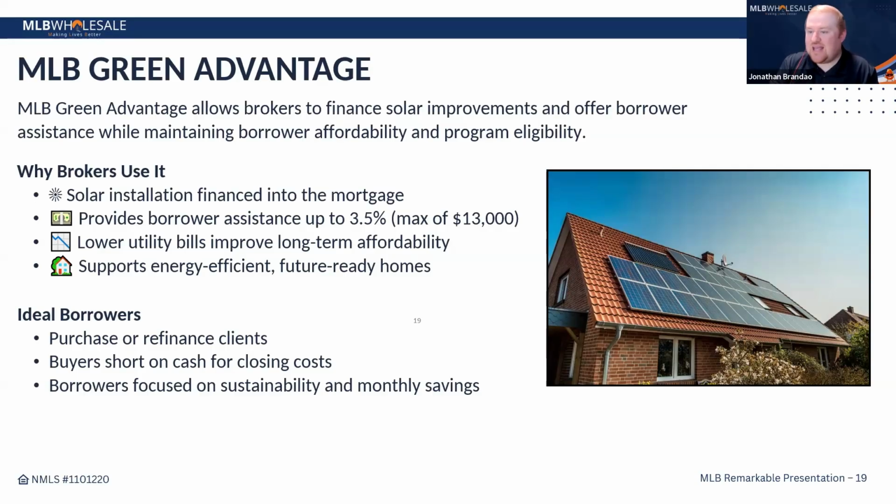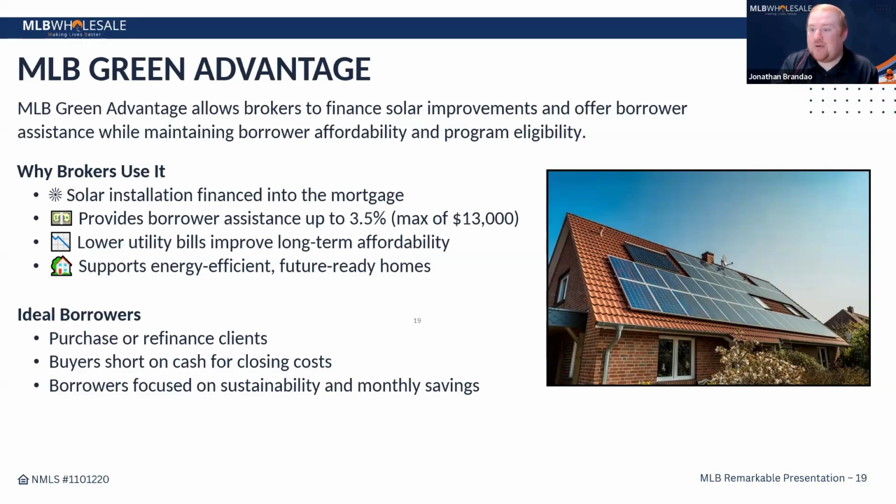But the difference here is that whereas the Remarkable DPA provides a grant that's used only for DPA, Green Advantage provides funds up to $13,000 that the borrower can use for anything. That does include down payment, but it also includes closing costs, paying off any debts, and any reserves, or the borrower has the option of depositing that money into their personal account and doing whatever they want with it. It's their money when it comes to the Green Advantage option.